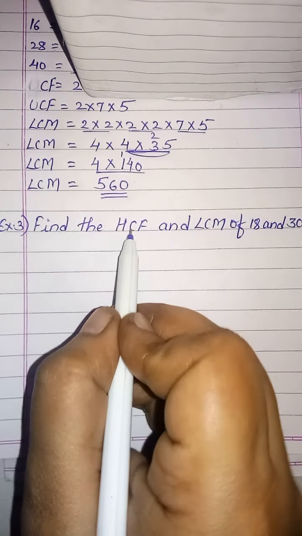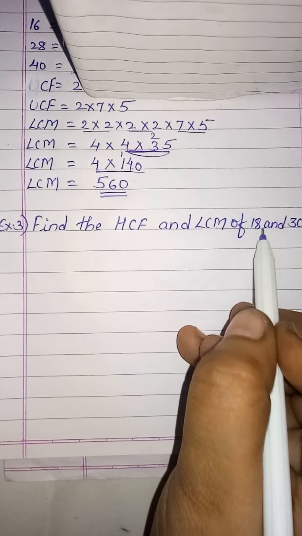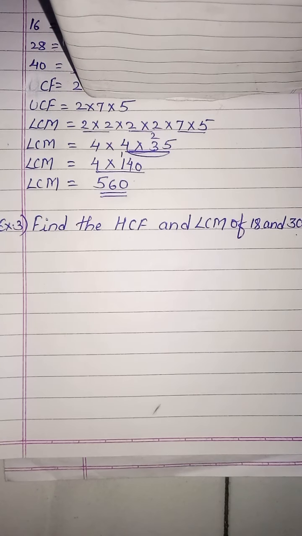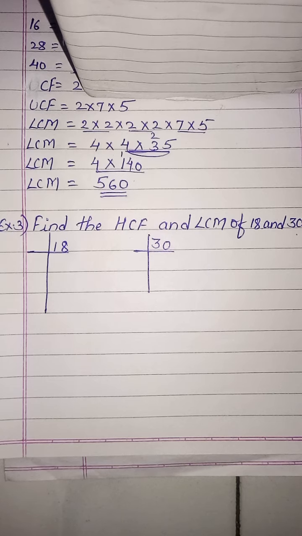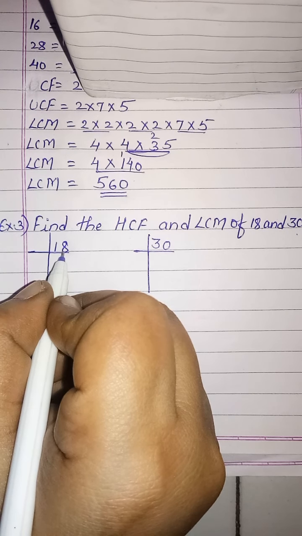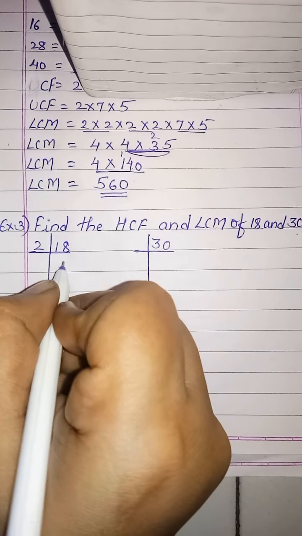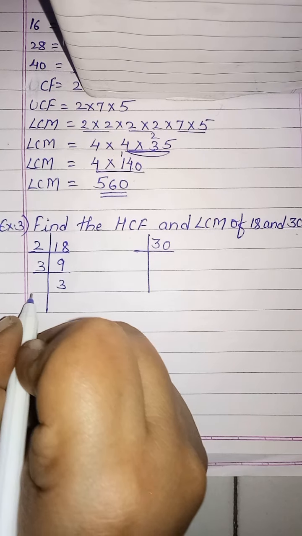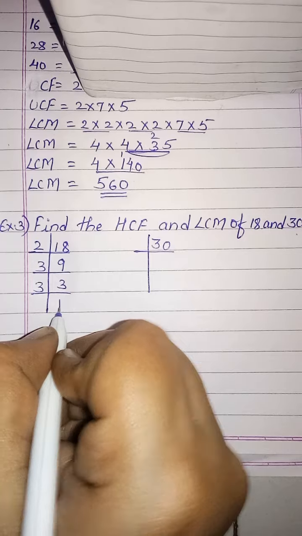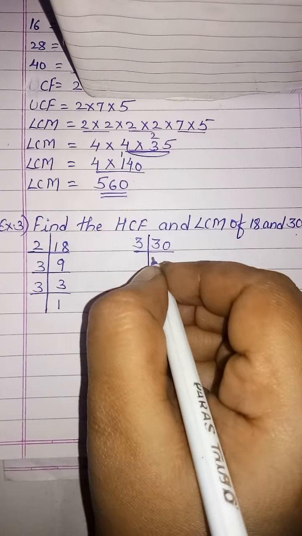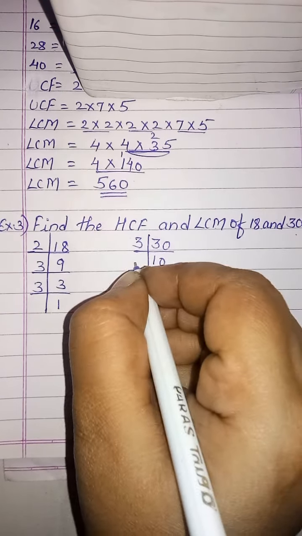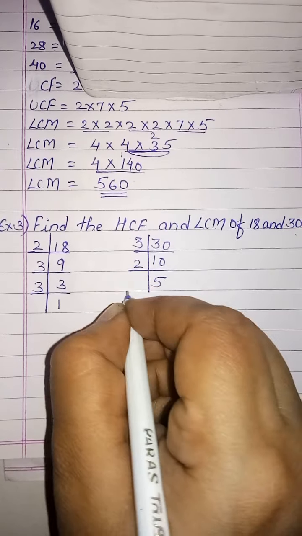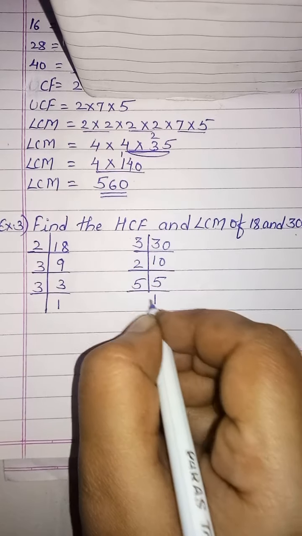Example 3, find the HCF and LCM of 18 and 30. So first we will remove the factor of 18. 2 9s are 18, 3 3s are 9, and 3 1s are 3. 3 10s are 30, 2 5s are 10, 5 1s are 5.